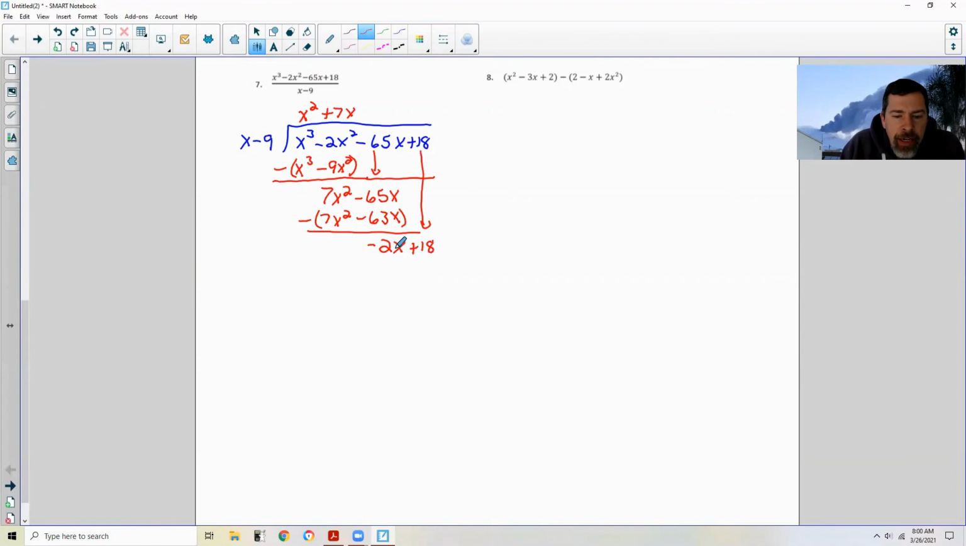And I have an x, I have negative 2x, I need a minus 2 here. Negative 2 times x is negative 2x. Negative 2 times a negative 9 is plus 18. And when I subtract, negative 2x minus a negative 2x is plus 2x, which is 0. And 18 minus 18 is 0. No remainder. My answer is x squared plus 7x minus 2.